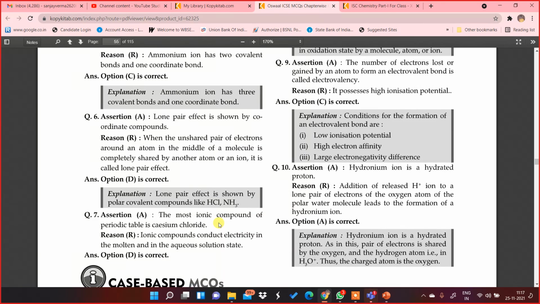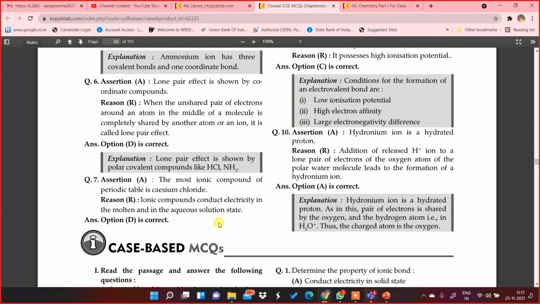Number 7, we have assertion A: the most ionic compound of the periodic table is cesium chloride. It might be true, we cannot say, because for the most ionic compound, it is not possible because cesium is right at the bottom, chlorine is right at the top after fluorine. And ionic compounds conduct electricity in the molten and in the aqueous solution state. So A is false, R is true. Okay, that was number 7.